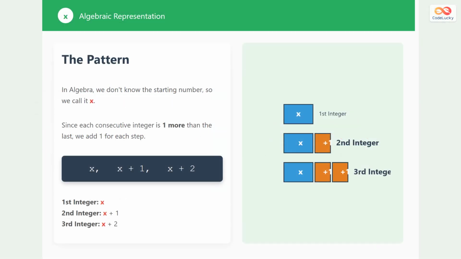Now, how do we write this in algebra? Since we don't know the starting number, we assign it the variable x. To get the next number, we just add 1. So the second number is x plus 1. The third number is x plus 2, and so on. This pattern is crucial for setting up your equations.